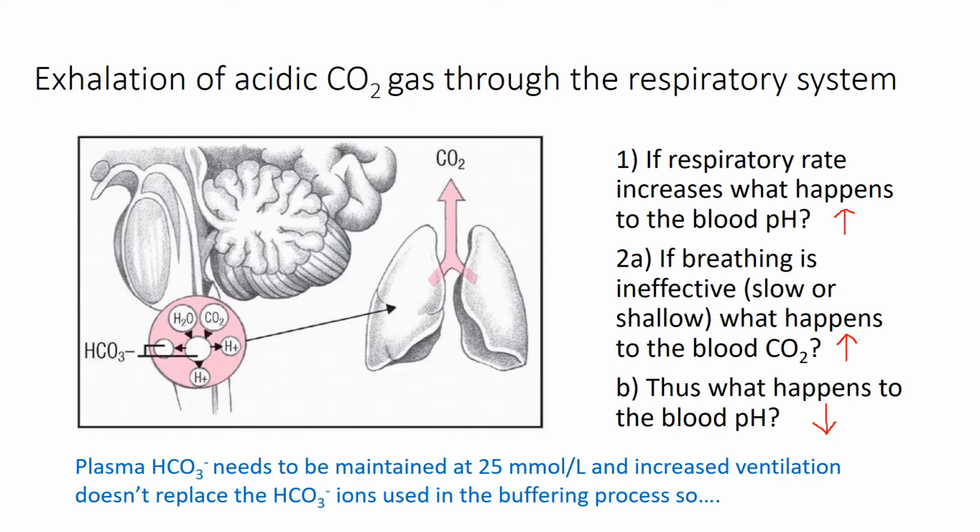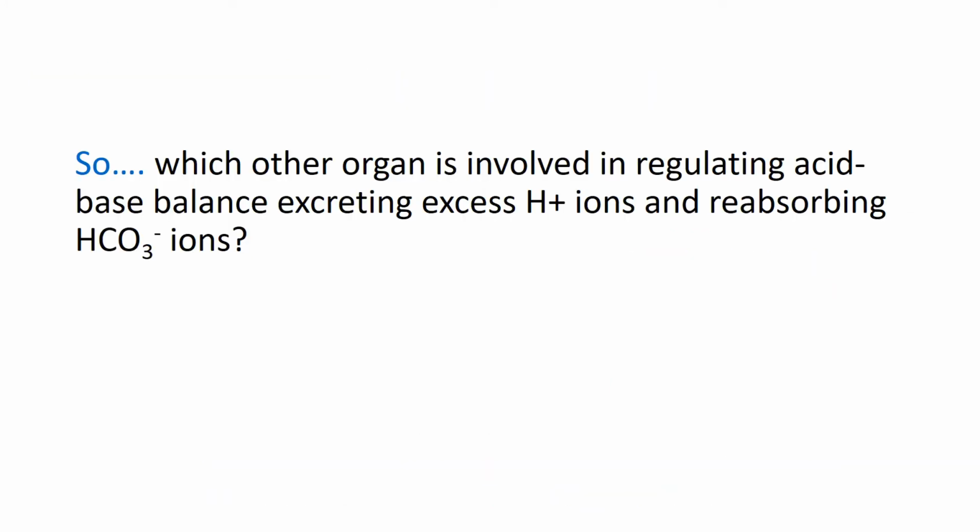Now, as we said earlier, when this happens, bicarbonate is not replaced in the respiratory system, and so the bicarbonate needs to be maintained at 25 millimoles per litre, and this increased ventilation doesn't replace the bicarbonate ions, so we need to somehow generate more bicarbonate. So, which other organ is involved in regulating acid-base balance, excreting excess hydrogen ions, and reabsorbing bicarbonate ions? Shall we find out?